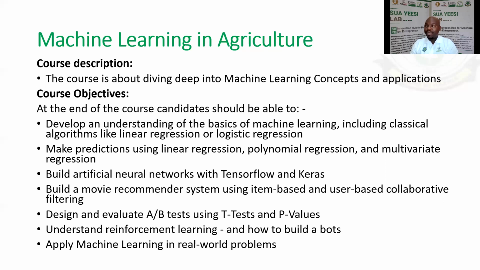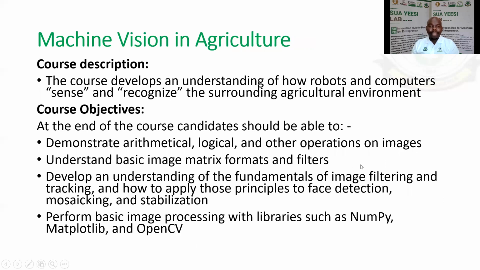And here we're looking at real world problems in the agriculture domain. Machine vision is what we expect you to gain knowledge of after learning all those things. And it's really enjoyable, like understanding how robots see, and how the computer senses and recognizes the surroundings of an agricultural environment.